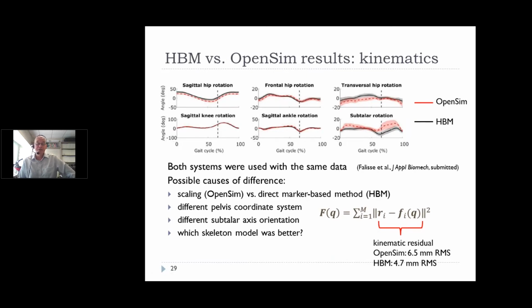Then you can ask the question, well, which kinematic model is actually better? And for that, we look at the residuals in the inverse kinematic analysis. And that comes out to about 6.5 millimeters for the OpenSim model and 4.7 millimeters for HBM. So it's not a huge difference, but it could mean that that subtalar joint model in HBM is better than the one in OpenSim. And this was the Gate 2392 model in OpenSim.